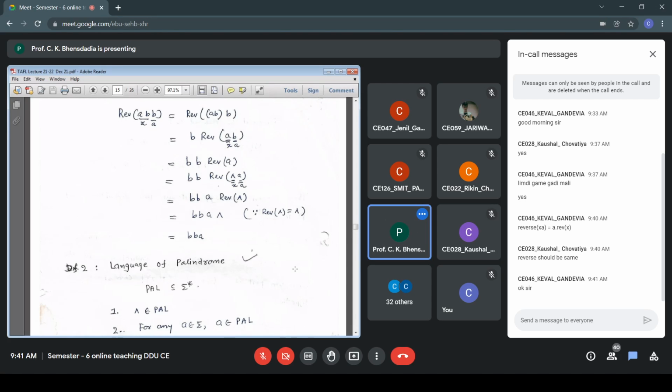So how do we write this formally in rule number 3? Someone should try. Keval or Rikin or Kaushal, someone can try.